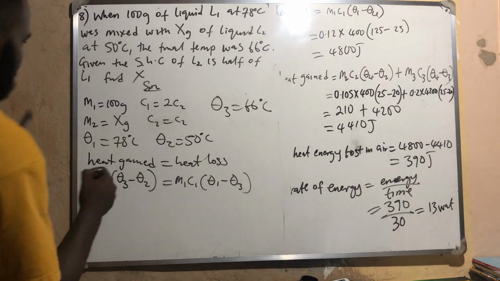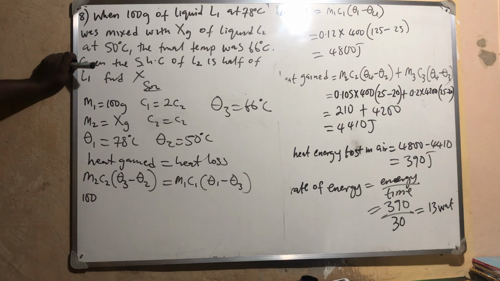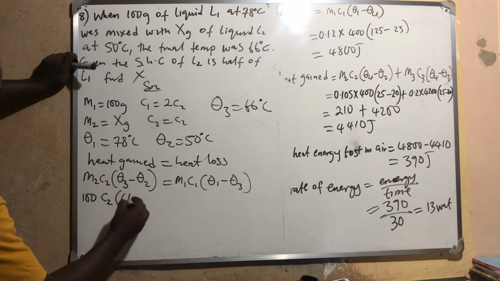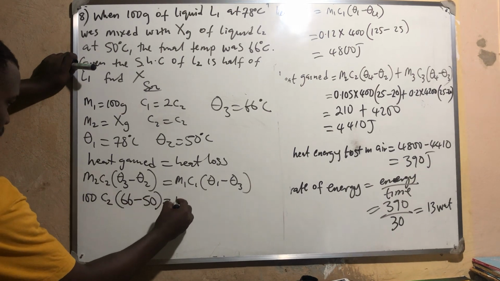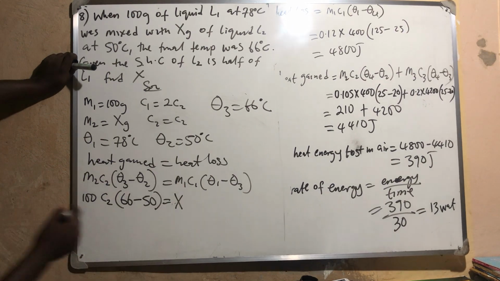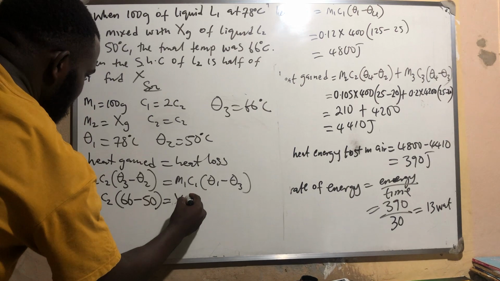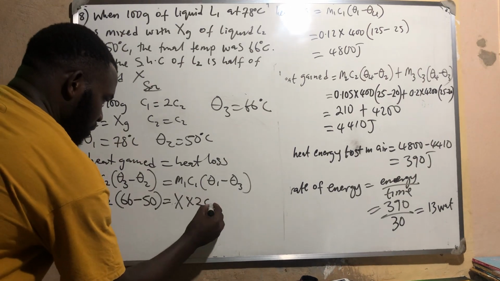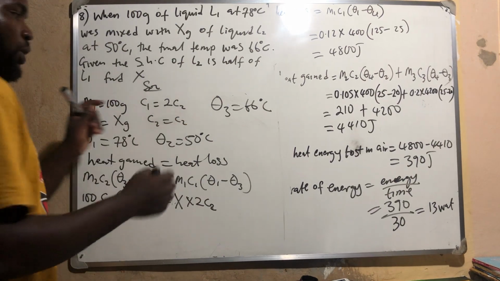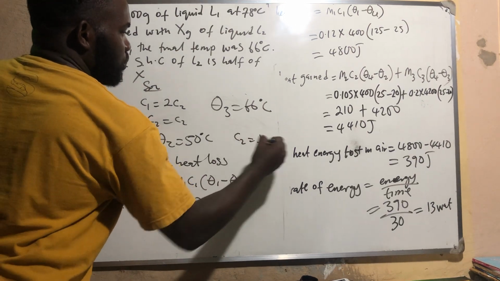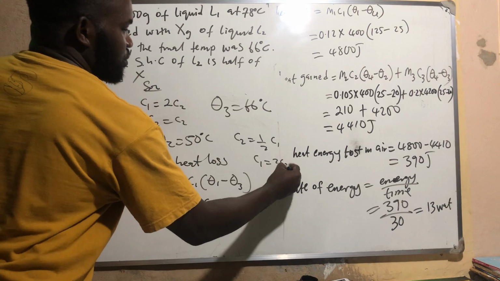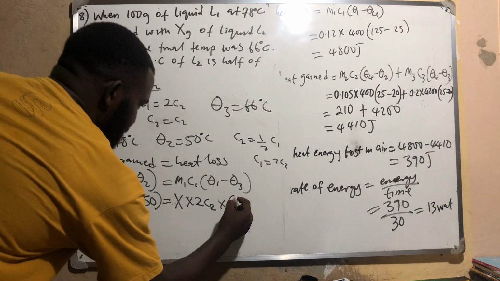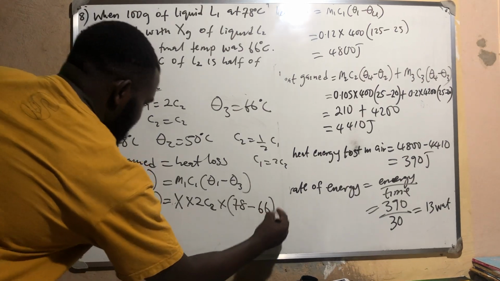Okay, so what do I have? My M2 is 100. My C2 is still my C2 in bracket of what? 66 minus 50 is equal to what? My x. This one is my x. My C1 is equal to what? Times 2C2. Okay, sorry, 2C2. Because my C1 is equal to 2C2. The way I got it is that they say that C2 is equal to half C1. So if you cross multiply, see that C1 is 2C2. Okay, then times my theta 1 is 78 minus what? 66.